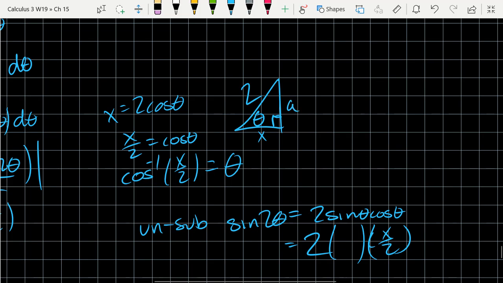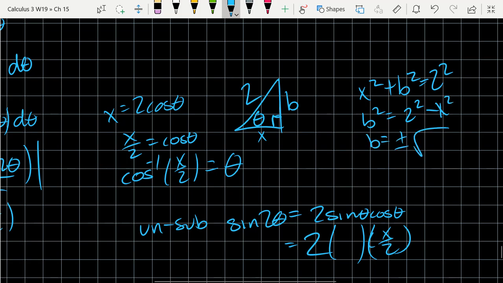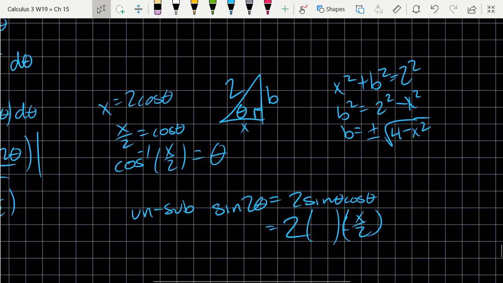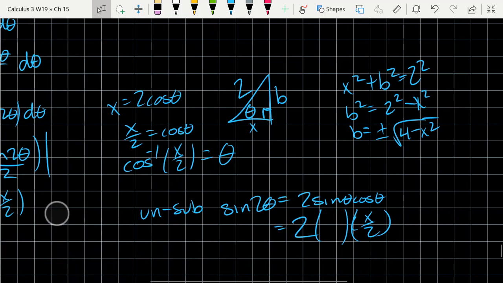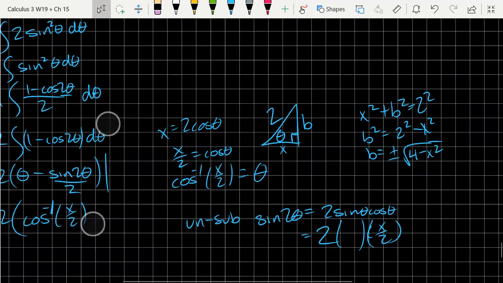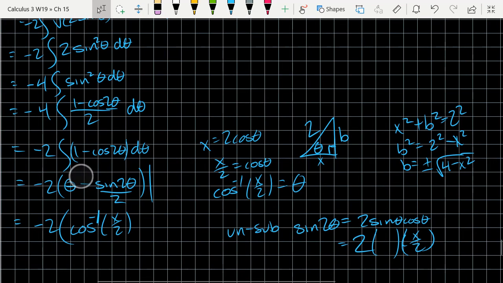No, that makes me think of adjacent. We'll go with b. x squared plus b squared equals 2 squared. b squared equals 2 squared minus x squared. So b is plus or minus the square root of 4 minus x squared. Oh, look at that. Now we do have to choose plus or minus. Pretty sure we're going to go positive.